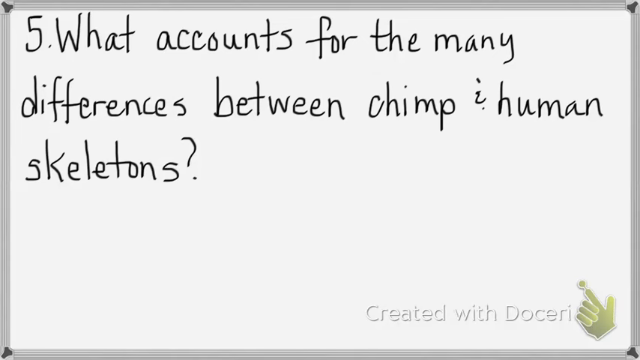Okay, basically one answer to this question. What accounts for the many differences between chimpanzees and human skeletons? We did this on page 156 and 157. It's basically one thing. Why is our skeleton different than theirs? Posture. It's our posture. Very good. Because we're on 2 feet and they're still on 4.